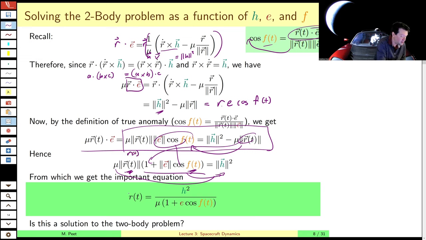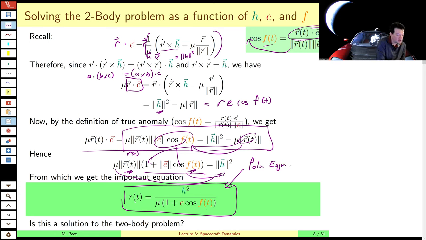So now we have an expression for r of t as a function of h, that's the magnitude squared, divided by mu, and then this little expression here, 1 plus e cosine f. And this, of course, ladies and gentlemen, is the polar equation. Very important expression, very useful. That's why it gets a color box. So that's the polar equation.